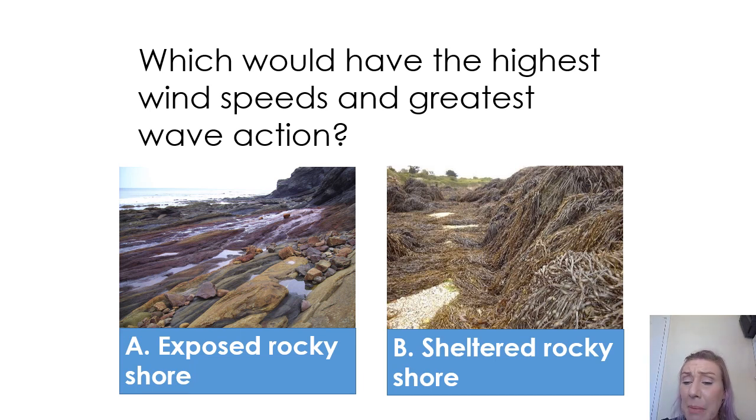It's kind of indicated by how much seaweed. So the exposed rocky shore has got the more extreme abiotics, high wind speeds, great wave action, whereas the sheltered shore, as you can see from the abundance of seaweed, is quite a less harsh abiotic environment.